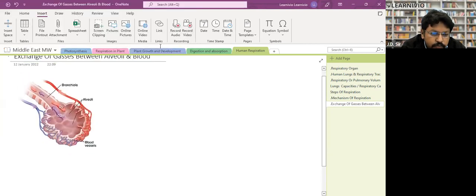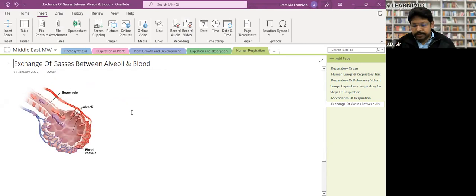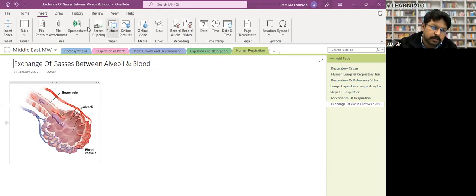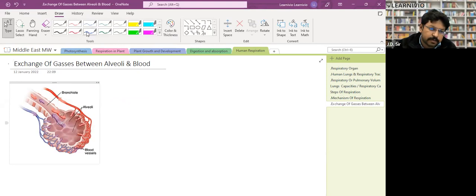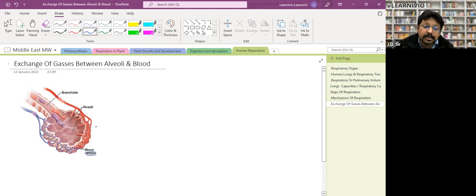Look, how does the exchange of gases take place? Here you will see this is the diagram of alveoli. This is a bronchiole. Carbon dioxide is going out, oxygen is coming over here. Around the alveoli, there are some blood vessels. These blood vessels take the oxygen and release the carbon dioxide. That's how the exchange of gases takes place at the surface of alveoli.